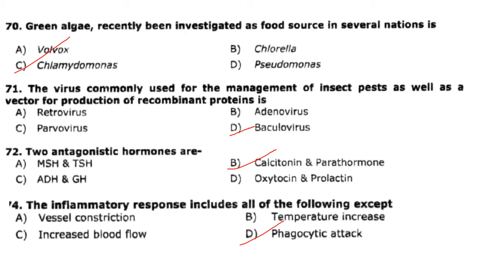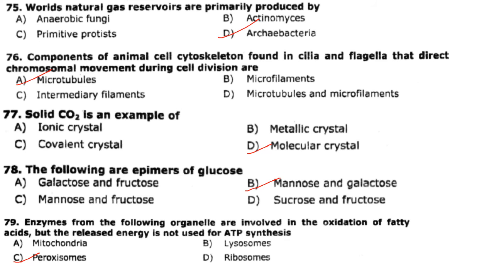Then next one. The inflammatory response includes all of the following except vessel constriction, temperature increase, increased blood flow, phagocytic attack. So answer is option D. It does not include phagocytic attack. So answer is option D. Then next one. World's natural gas reservoirs are primarily produced by archaebacteria. Answer is option D.